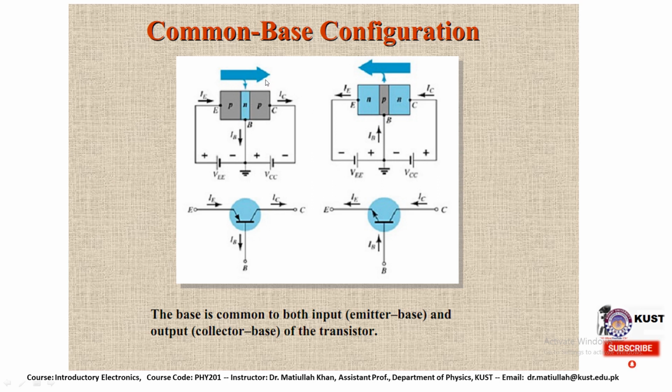This is the direction of the collector current. In the case of NPN, the direction of the current is opposite to that. This is the collector current, because it is an electron current in an NPN transistor, so its direction is opposite to the PNP transistor. And this is the base current, represented by a small arrow. In this particular case, the base is common to both the input, that is emitter-base, and the output, that is collector-base, of the transistor.